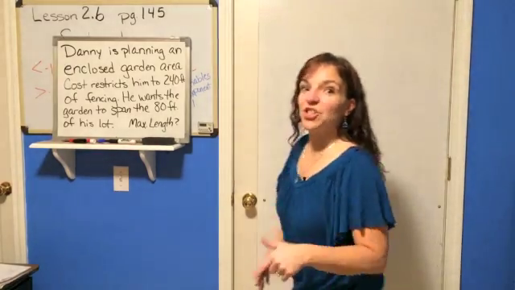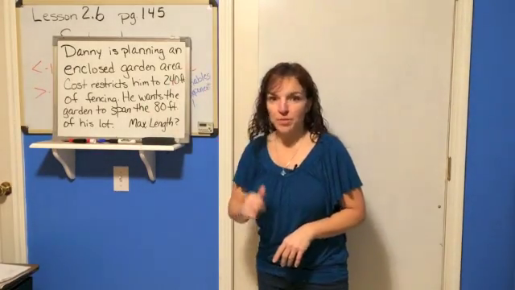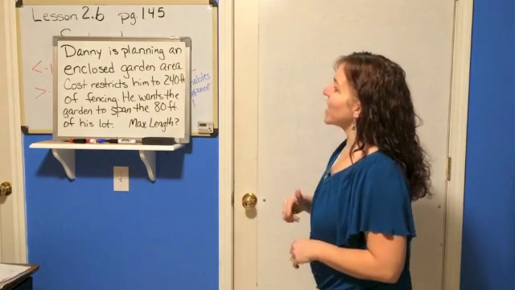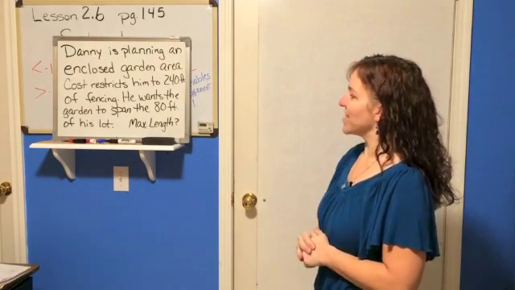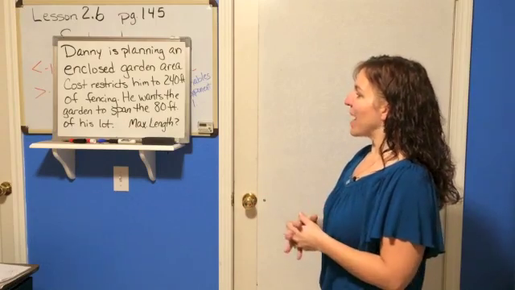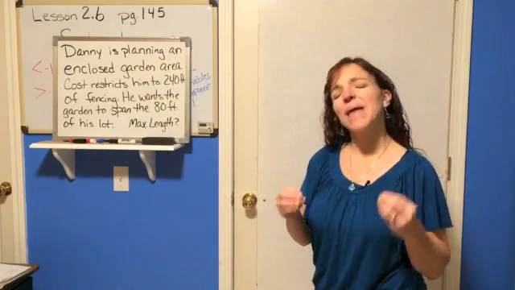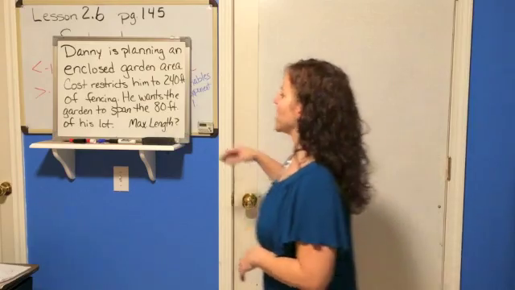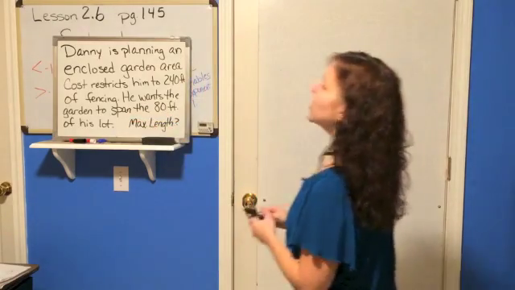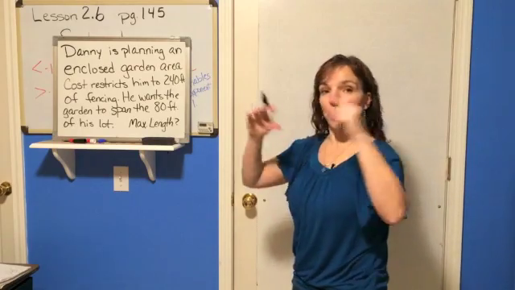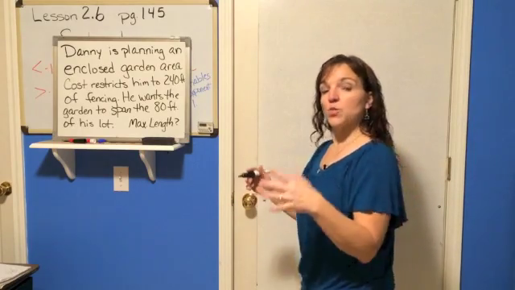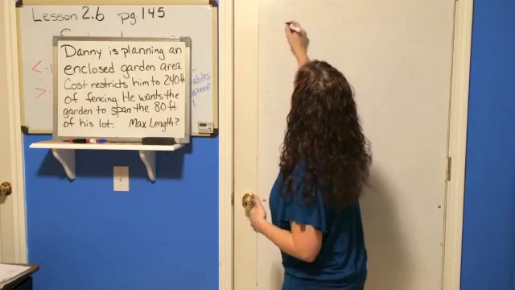You knew I wouldn't let you get away without doing a word problem, so here we go. Danny is planning an enclosed garden area. Cost restricts him to 240 feet of fencing. He wants the garden to span the 80 feet of his lot. What is the maximum length that he can possibly have? So what we've got to do is figure out what the perimeter is going to be, right? Because we're talking about a fence. So here's our garden.